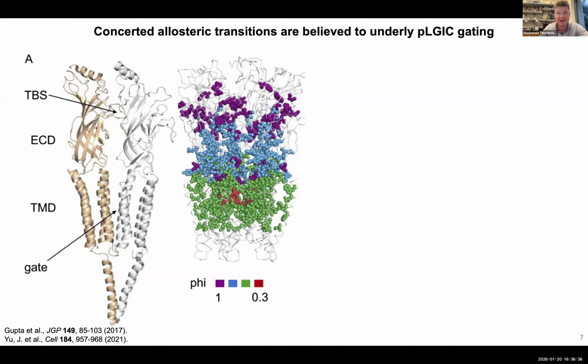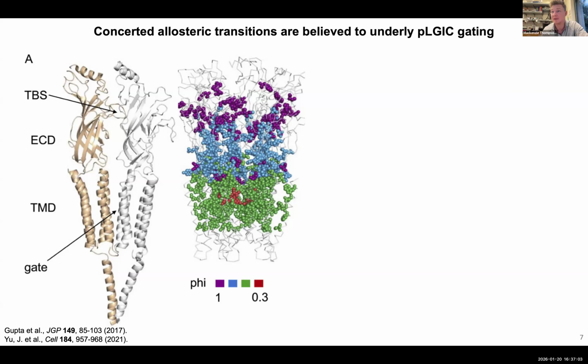performed phi-value analysis on a ton of residues throughout the protein and saw that residues near the transmitter binding site moved earlier in the gating transition. As you go down the channel, things start to move later and later in the gating transition. This was thought to tell us about the gating transition being a conformational wave. So binding in the extracellular domain would slowly come down the channel and then result in channel opening.